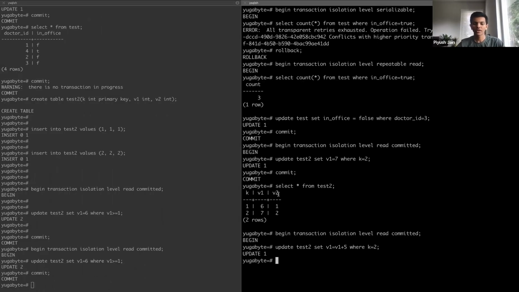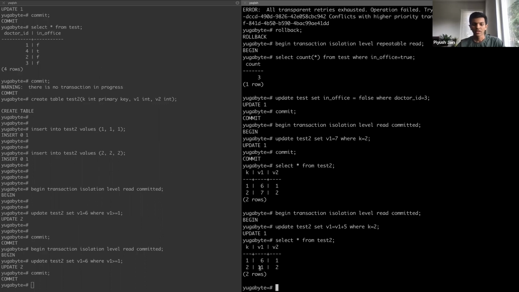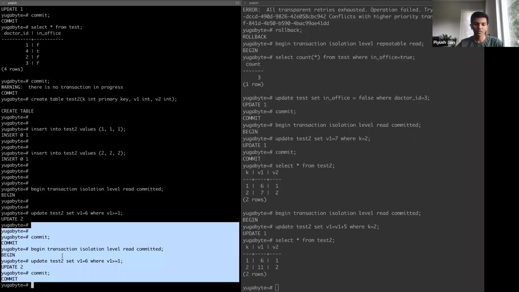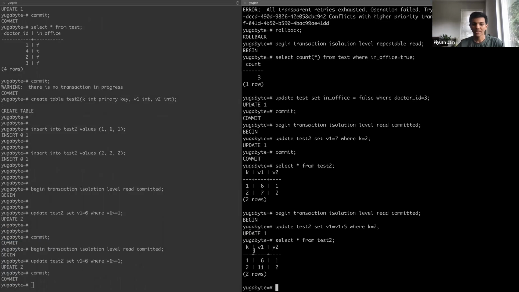Actually, let's not commit. Let's just select here in the transaction, right? So it does 11 now. And if you see it gives 6 here. Actually, it was 6 here as well. So this was a no-op update sort of, but doesn't matter. We can see that it takes the newer value, right?